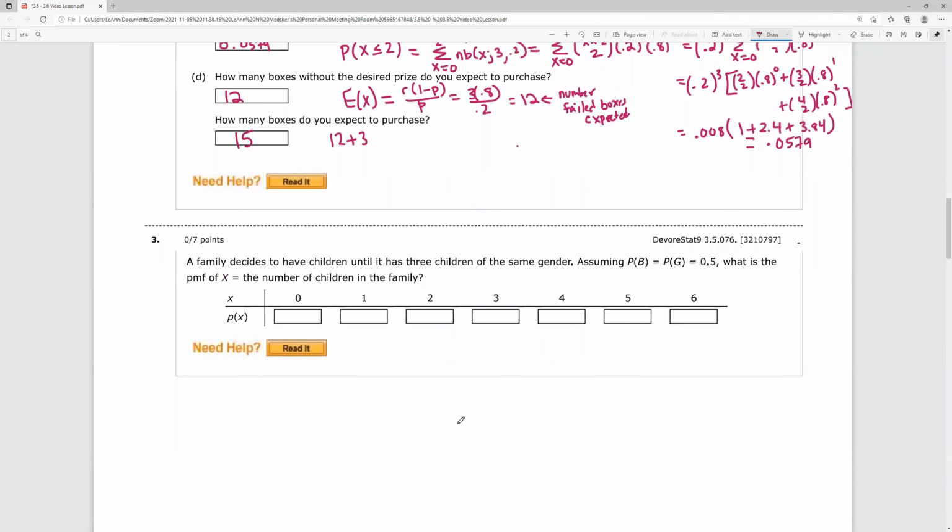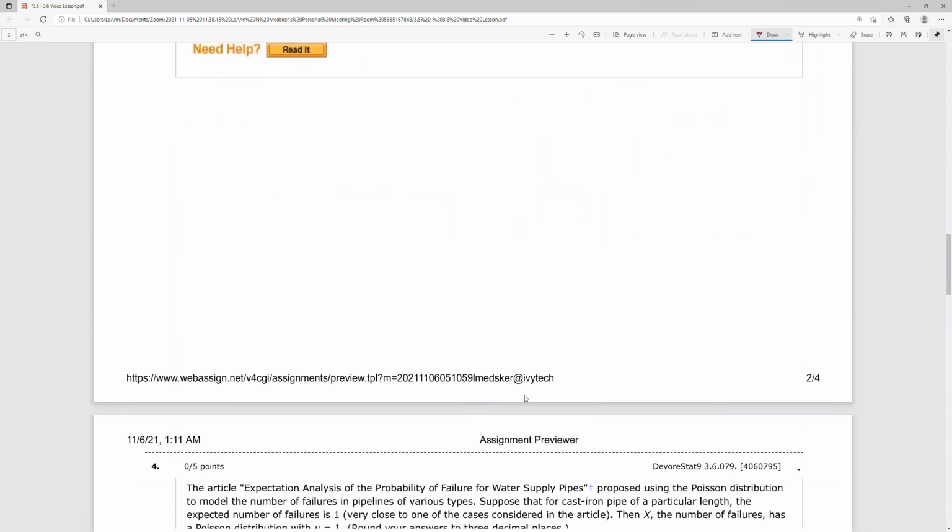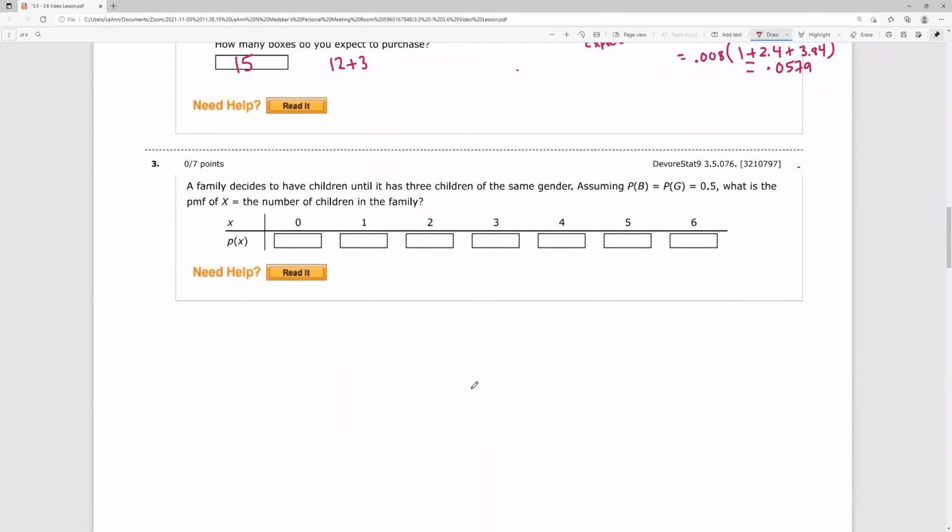Okay, for number 3, and I believe this is the last one in 3.5, it says a family decides to have children until it has 3 children of the same gender, assuming probability of boy and probability of girl are both 50-50. What is the PMF or probability mass function of X equals the number of children in the family? The only reason I put this one in here is because I didn't know if they would do something similar to this in WebAssign, because sometimes they'll regenerate the tables a little differently. But they kind of have set this up for you without you having to think through what the X's should be.